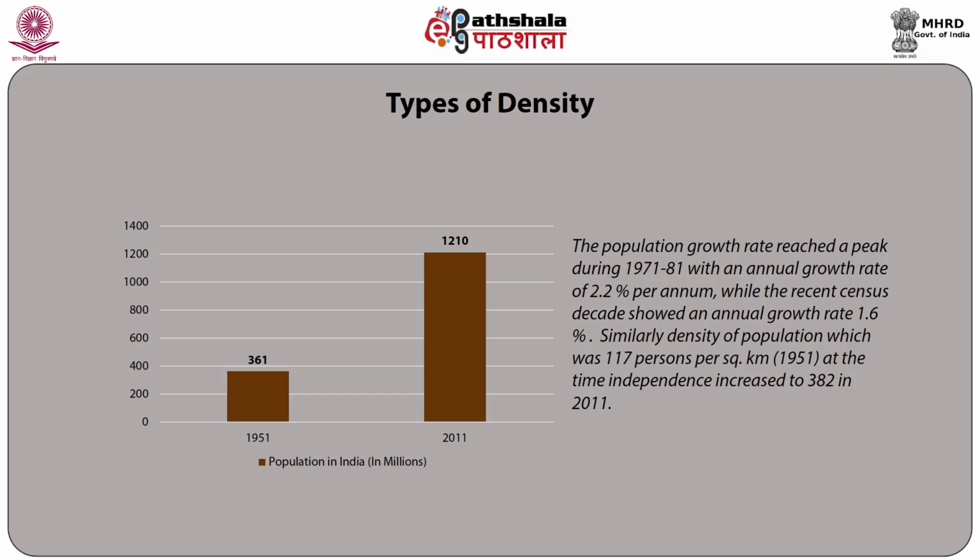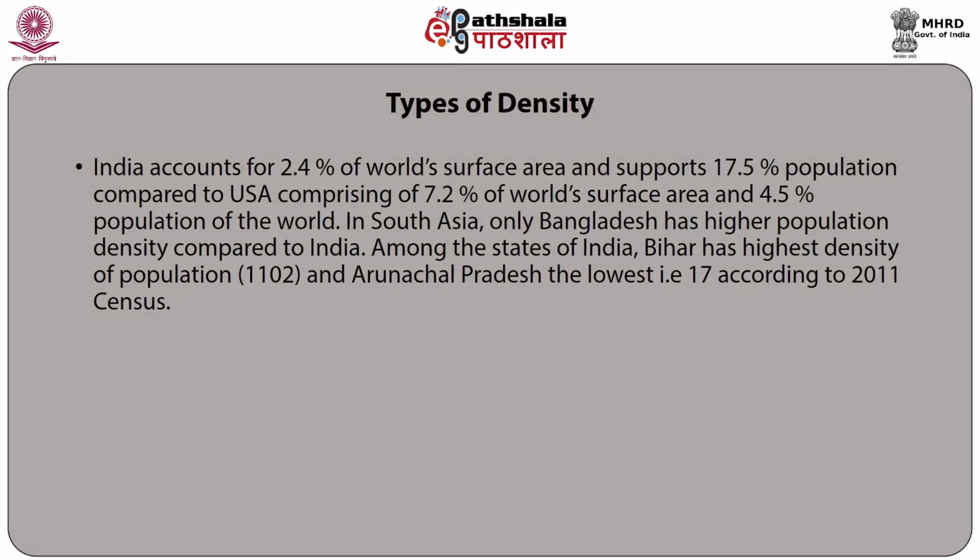Similarly, density of population, which was 117 persons per square kilometer in 1951 at the time of independence, increased to 382 in 2011. India accounts for 2.4% of the world's surface area and supports 17.5% of the population, compared to USA comprising 7.2% of the world's surface area and 4.5% population of the world.